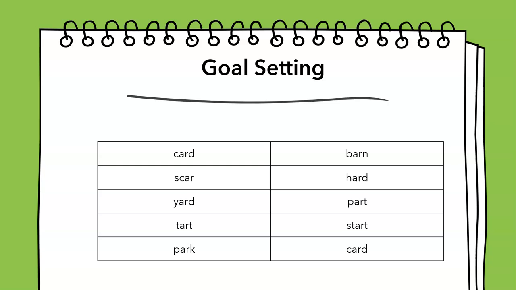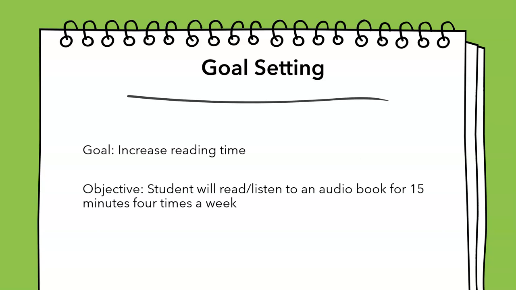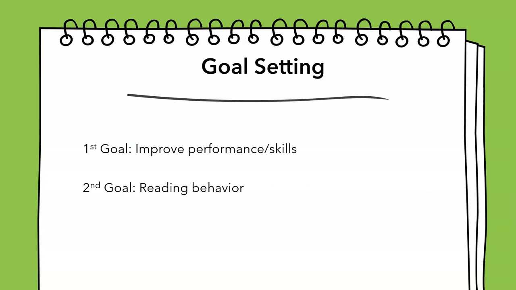We could also set a goal to help students increase their reading time. So the objective might look like this: The student will listen to an audiobook while reading a printed version 4 times a week for 15 minutes. So the first goal and objective allows the teacher to measure the progress of the student's reading skills, and the second goal allows students to monitor their own reading behavior.